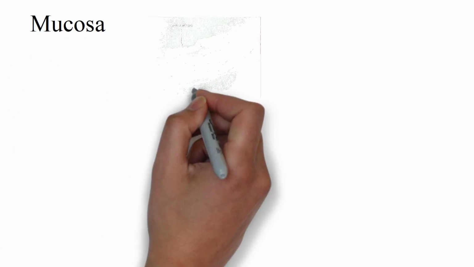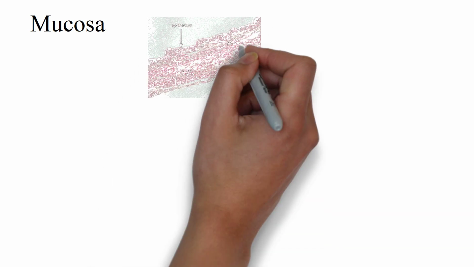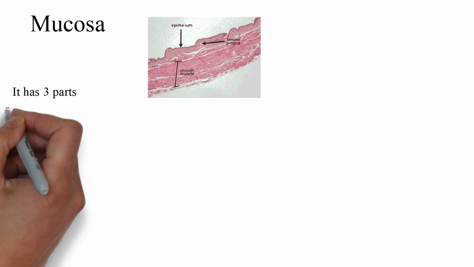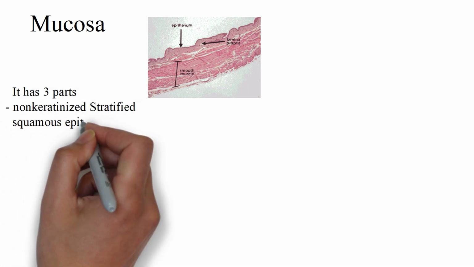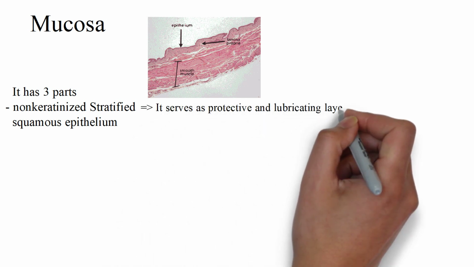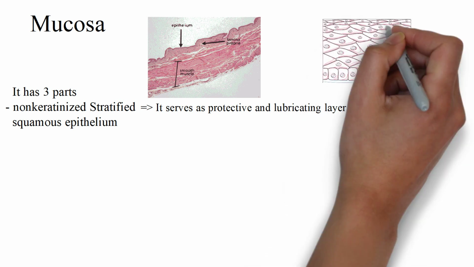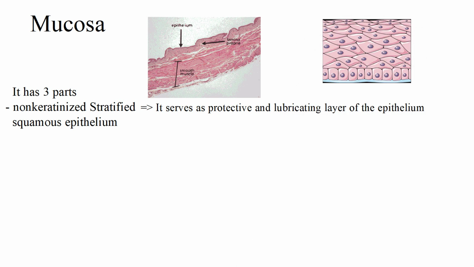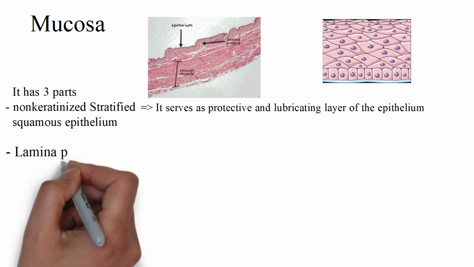Mucosa. As you can see in the histological image, it consists of three parts: non-keratinized stratified squamous epithelium, then the lamina propria, which is the second layer, and then the muscularis mucosa. First, non-keratinized stratified squamous epithelium. It serves as a protective and lubricating layer for the epithelium. It means that it is the outermost covering of the mucosa layer.